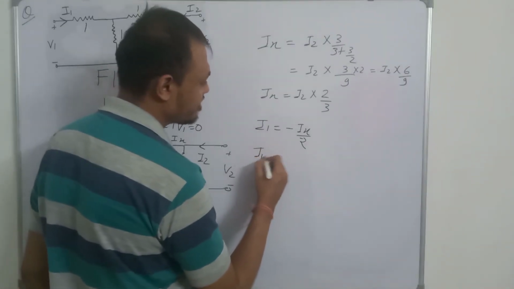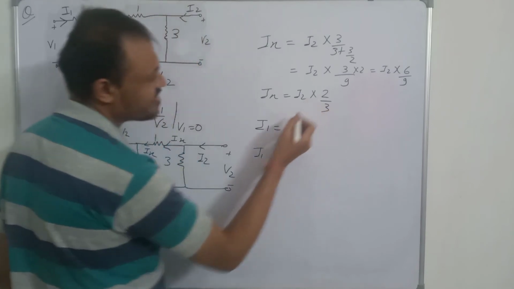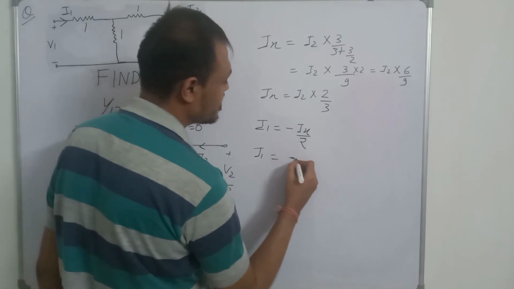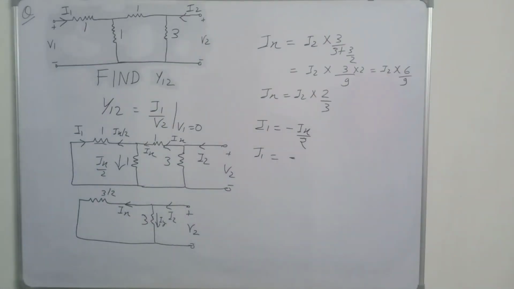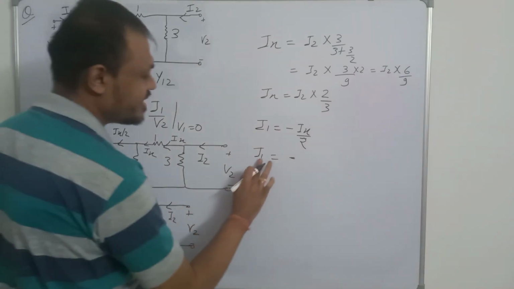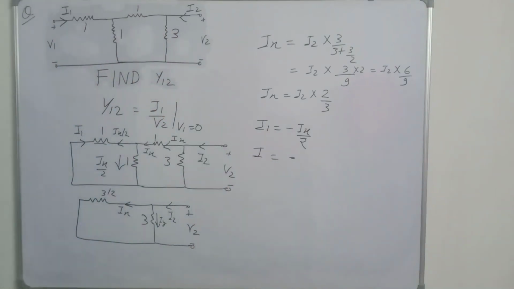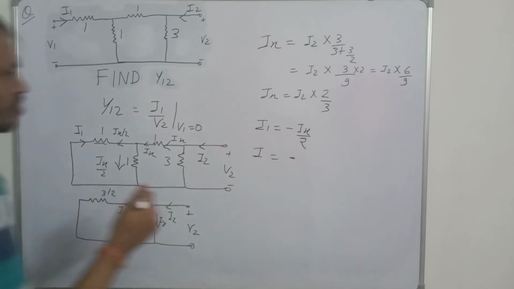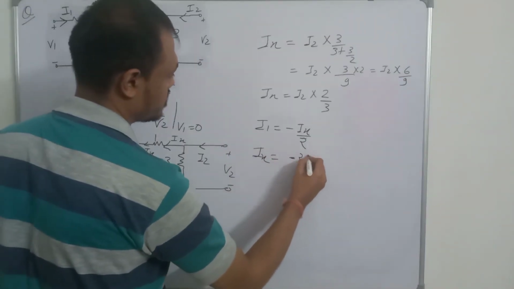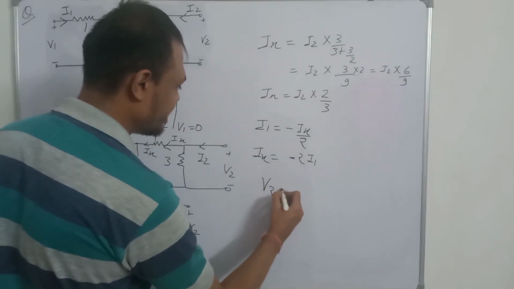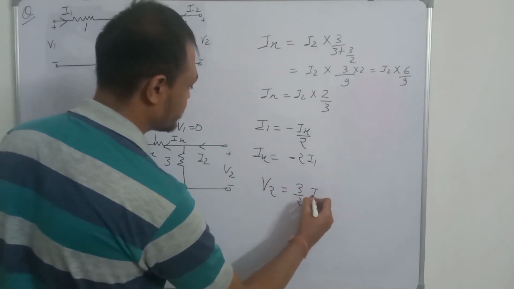So if we divide Ix by 2, then I1 will be equal to minus of Ix by 2, so Ix will be equal to minus of 2 I1. Ix will be equal to minus of 2 I1. Now this V2 is equal to 3 by 2 into Ix. V2 is equal to 3 by 2 into Ix.